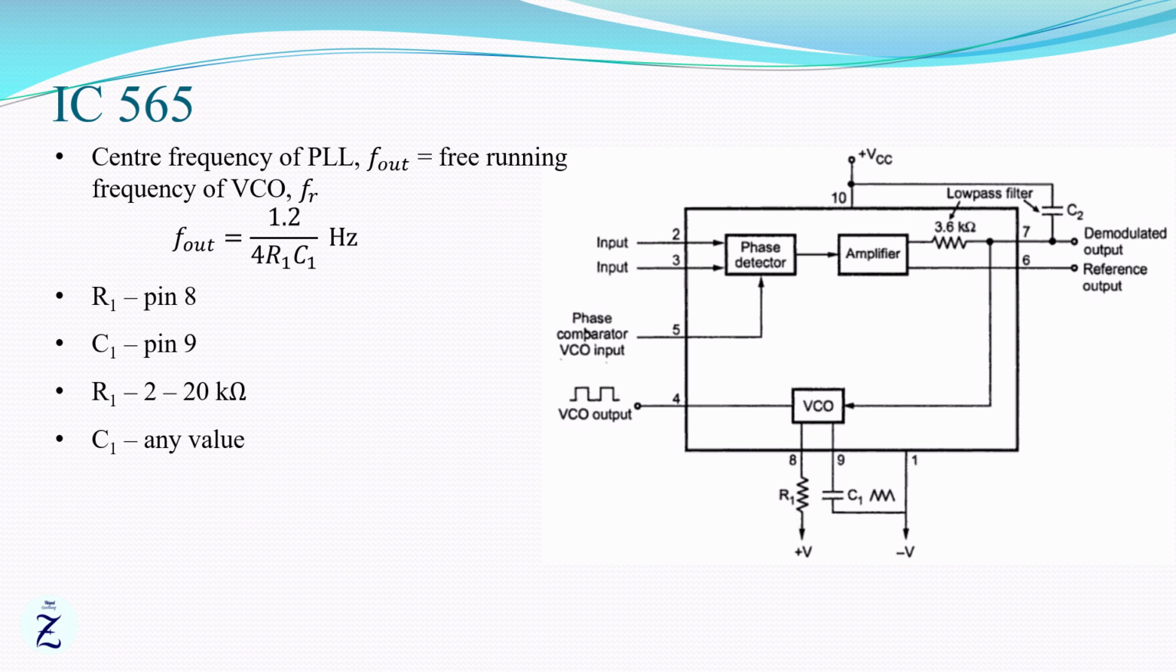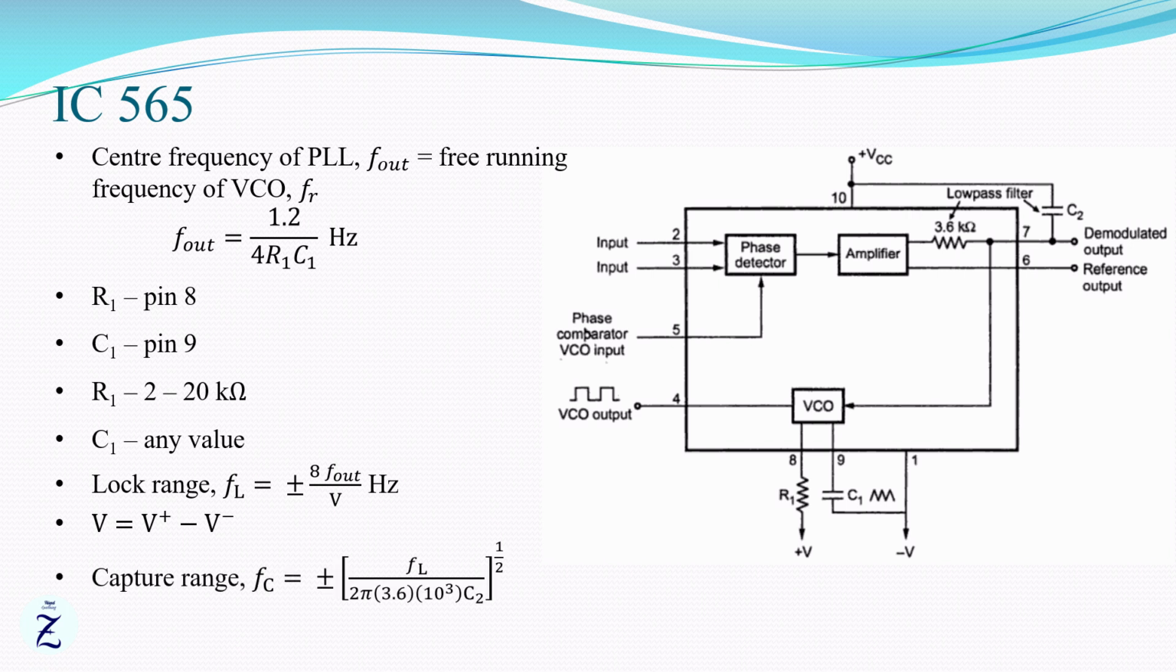and the capacitor C1 may have any value. And the lock range of PLL is given as f_L is equal to plus or minus 8 f_out divided by V, where V is equal to V plus minus V minus, and capture range f_C is equal to the square root of f_L divided by 2 pi into 3.6 into 10 raised to 3 into C2. The lock range usually increases with increase in input voltage but falls with increase in supply voltage.